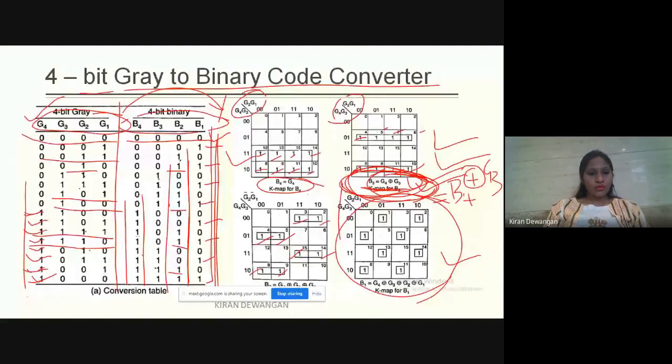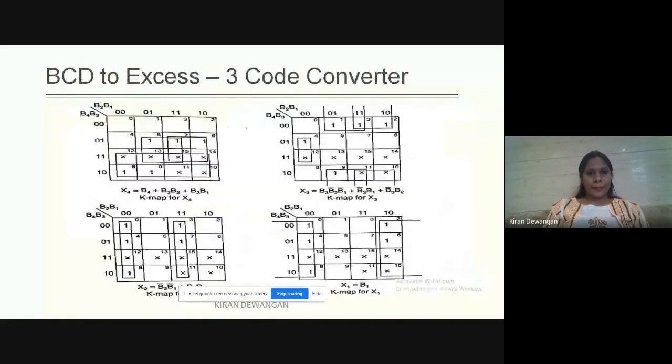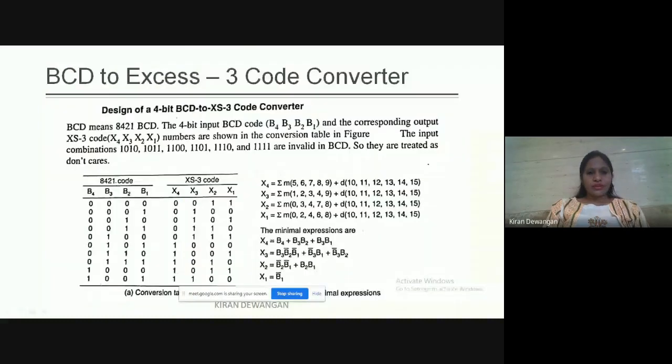Now we'll move on to one more concept. This one. BCD to XS3 code converter. Now we have 4-bit BCD. Just listen very carefully, students. I'm talking about BCD. अभी तक मैं बाइनरी बोल रही थी. बाइनरी आपका कितने भी बिट का हो सकता है, but BCD is of only 4-bit.